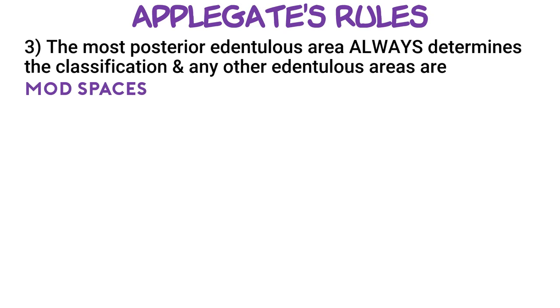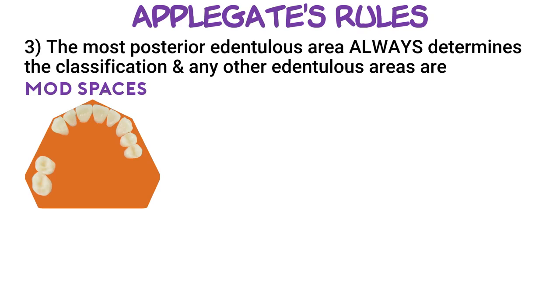Rule number 3 says that the most posterior edentulous area always determines the classification, and any other edentulous areas are considered as modification spaces. Take this arch for example. There are 2 edentulous areas here. Abiding by this rule, the most posterior edentulous area in this case, which is on the second quadrant, will determine our Kennedy classification, which in this case is Class 2. And the other edentulous area will become a modification space. Since there's only one other edentulous area, we will call it Mod 1, and hence the full classification for this arch will be Class 2 Mod 1.